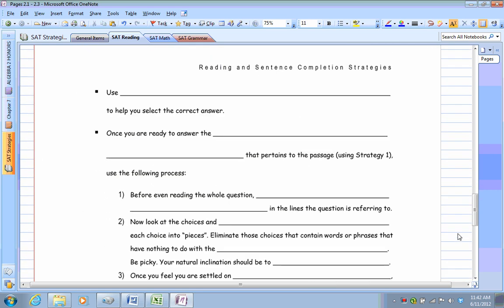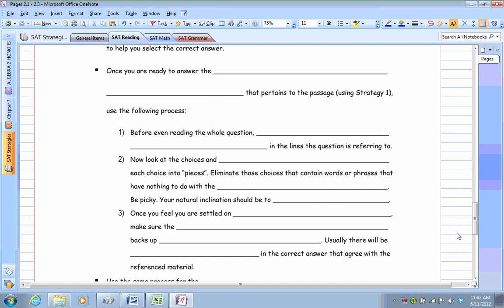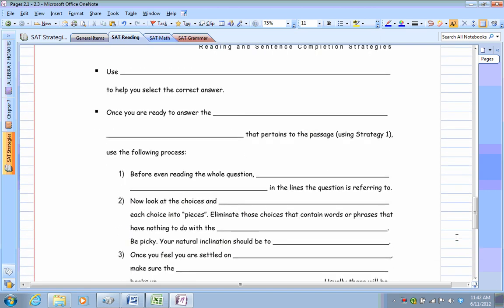Okay, so now let's go to page 2.3. We'll fill this out, and then we'll do the rest of this passage, and by the time we should be done for today. So you want to use process of elimination to help you select the correct answer.